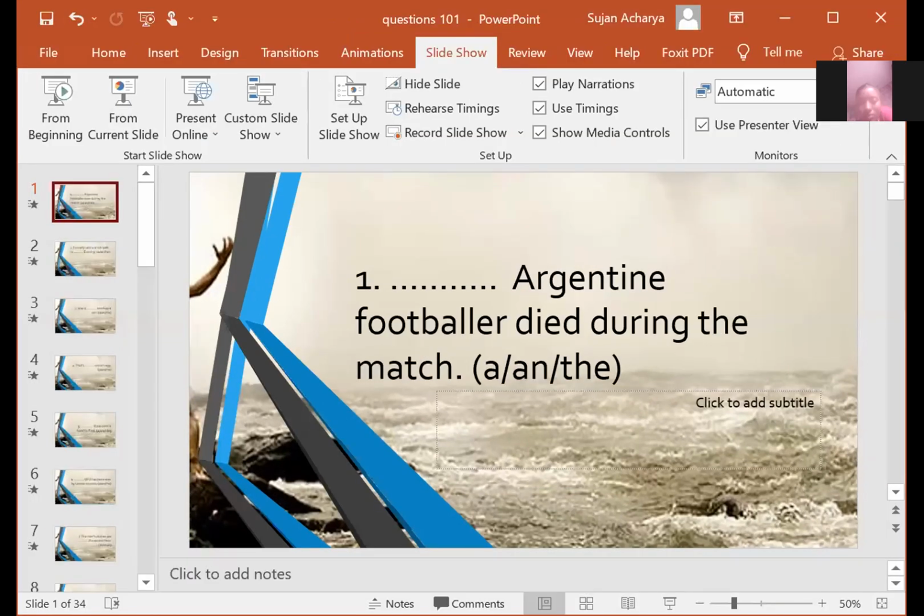Now, when we pronounce the word Argentine, we pronounce it as a vowel, and the easiest thing is that the word also starts with a vowel. And footballer is a singular countable noun, so it takes an. Now move on to the next.